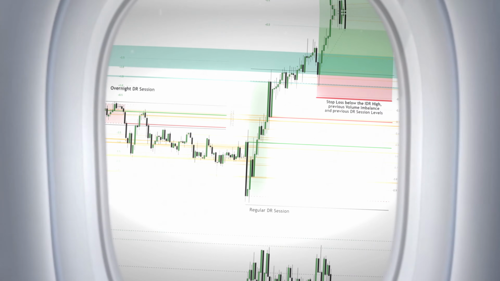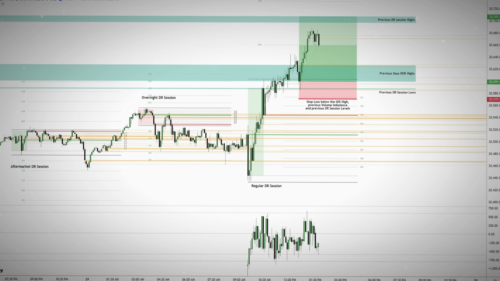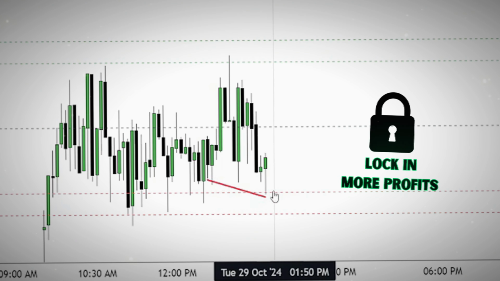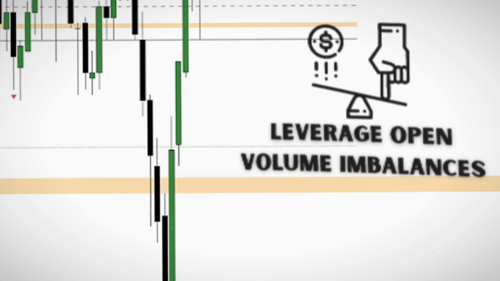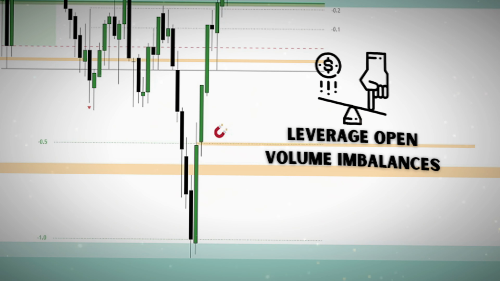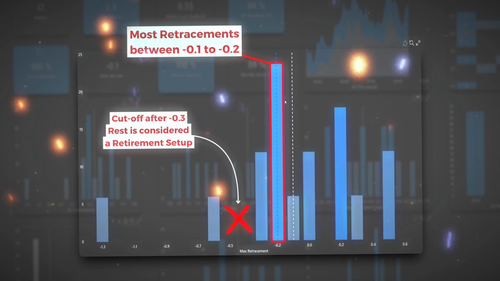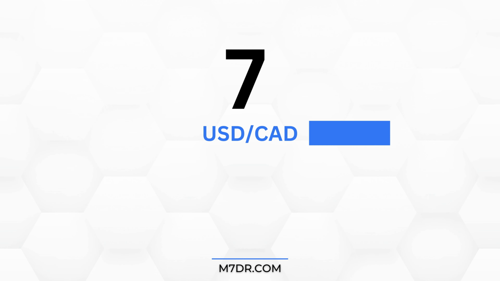This week's top 7 trades isn't just about DR basics, it's packed with pro tips. Discover how to use the tick grid indicator to lock in more profits, leverage open volume imbalances to your advantage, and make smarter trades with historical data insights. Let's jump right in.